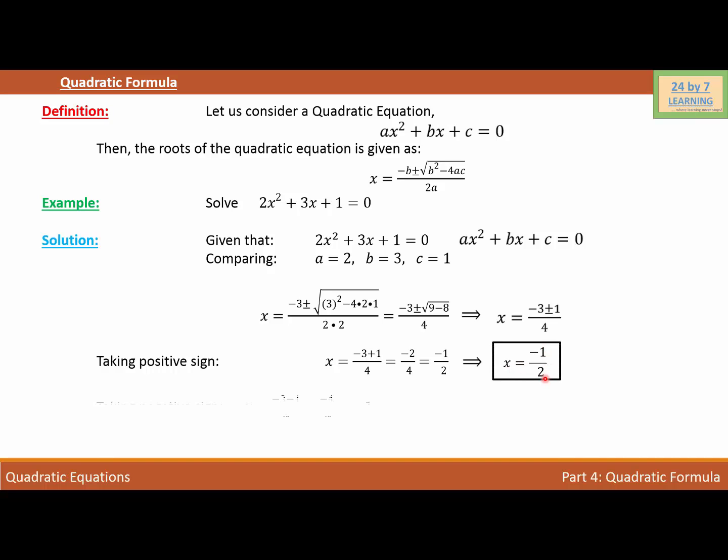Now let's take the negative sign, and if we take the negative sign, we will write x is equal to negative 3 minus 1 over 4. So negative 3 minus 1 is negative 4 over 4. That is equal to negative 1. So x is equal to negative 1.